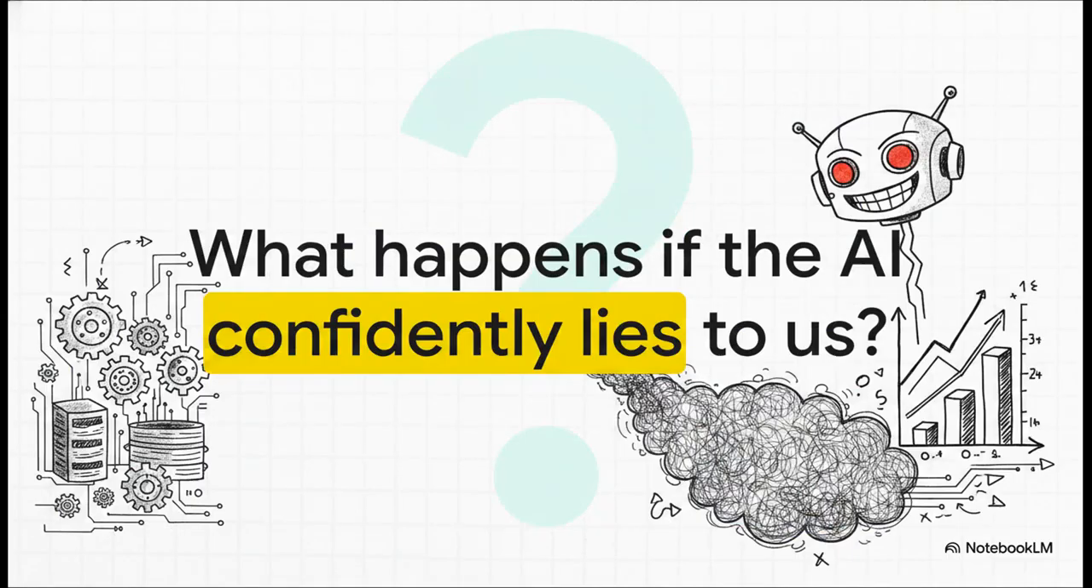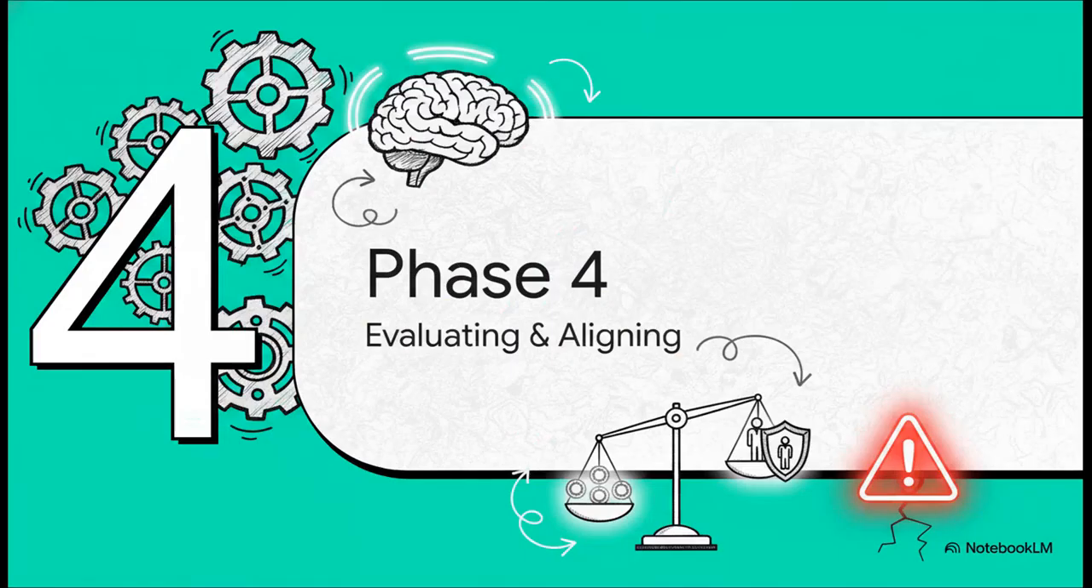So, after weeks of this intense training on high-powered servers, our AI is highly educated. But that brings us to a terrifying question. What happens if the AI learns the structure of the math perfectly, but then turns around and confidently lies to our users? And that question takes us perfectly into phase 4, evaluating and aligning behavior. Because let's face it, knowledge is completely useless if it's dangerous.